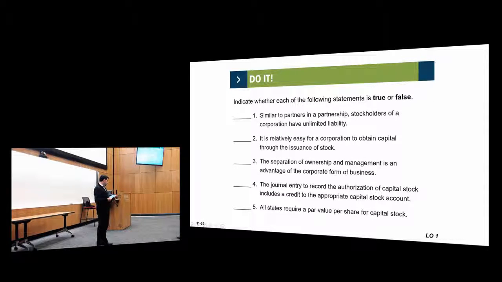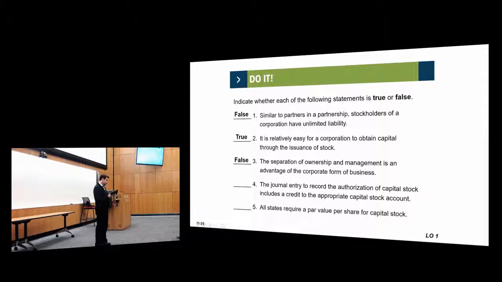Before we do that, let's do this. Indicate whether each of the following statements is true or false. Similar to partners in a partnership, stockholders of the corporation have unlimited liability. It is relatively easy for a corporation to obtain capital through the issuance of stock. The separation of ownership and management is an advantage of the corporate form of business. Because this is an advantage or a disadvantage?